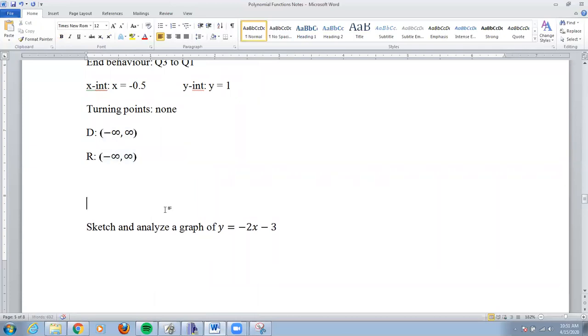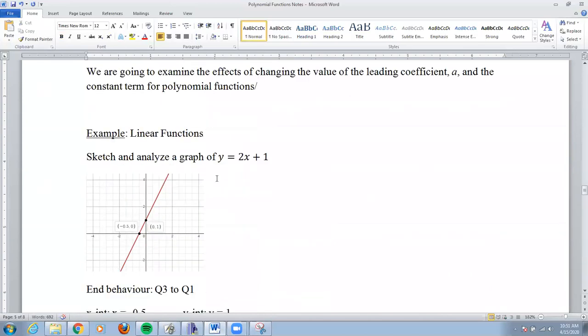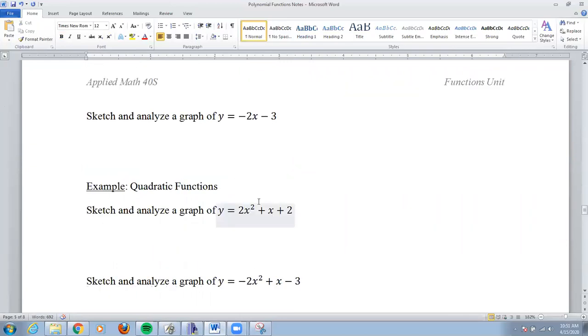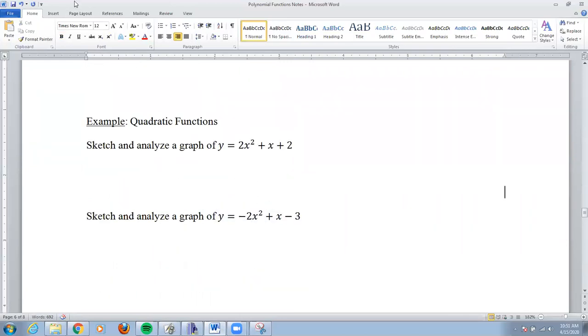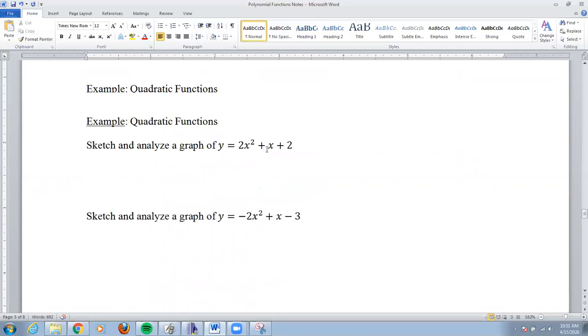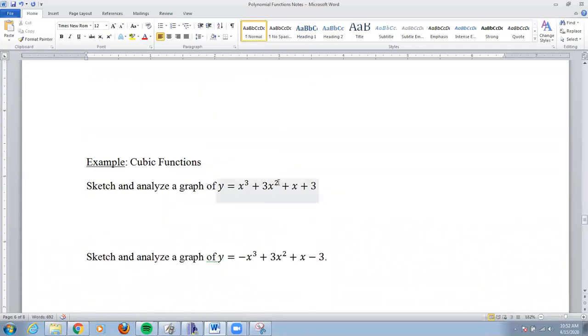Okay, so then you can try that for the second example for the linear. Copy paste the graph in, end behavior, x and y intercepts, the number of turning points, and then the domain and range. Okay, so we'll try one for the quadratic. Actually, I'll leave both of the quadratics for you because that's a review. As you insert the graph, it'll extend the Word document, so you shouldn't worry about that, and then you can print it off after you're done. I would just work on this as a Word document on your computer. We will do one of the cubics though.